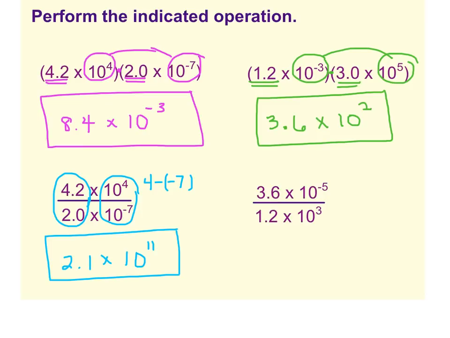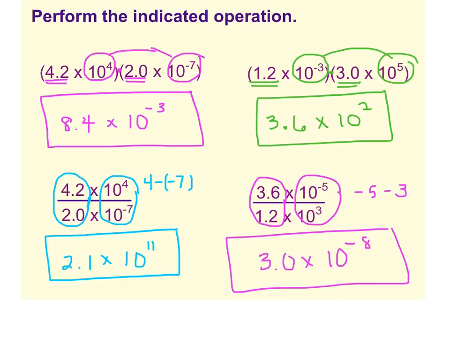All right, last one. Divide the pieces that go together. So 3.6 divided by 1.2 is 3.0. And then divide the tens. When you divide the same base with exponents like that, you keep your 10 and then subtract the exponents. So you're going to do a negative 5 minus the 3, which becomes a negative 8. And that's our lesson on scientific notation.